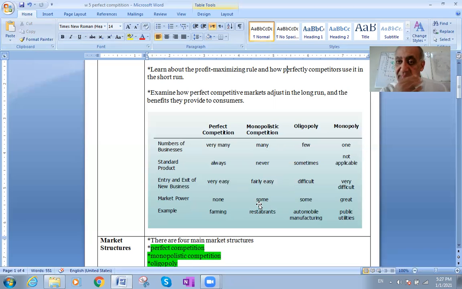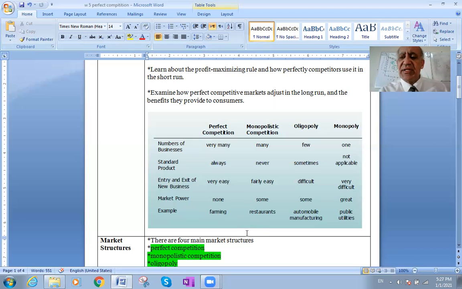There is market power. Sometimes you can control your price. You can determine the price, but not as freely as in perfect competition. In perfect competition, you don't have any power at all. But here you have just a little power to set prices.